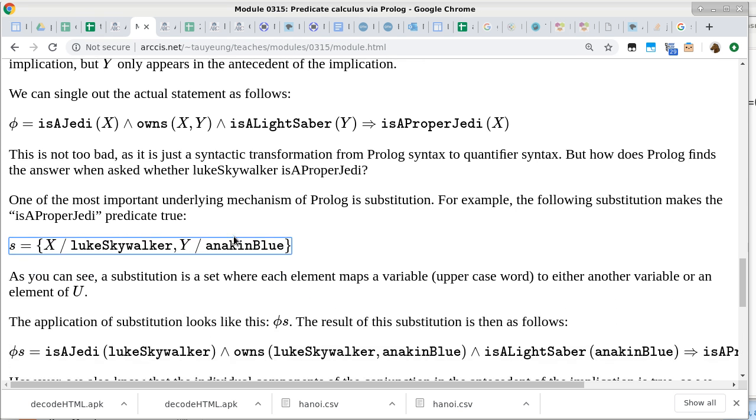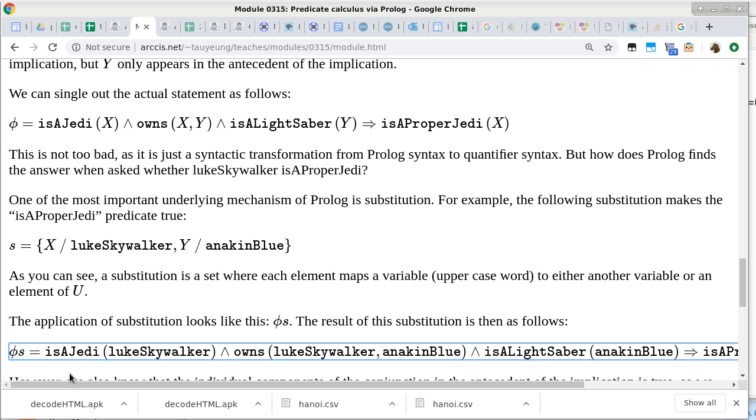So what do we do with substitutions? We apply substitutions to statements. The application of a substitution is expressed like this, in a very boring form: phi s basically means we are applying the substitution s to the statement phi. When you spell it out, we are looking at this phi and applying this substitution, which is basically search and replace: search and replace every single uppercase X with Luke Skywalker, and every single Y with Anakin Blue. That's what the substitution is saying.